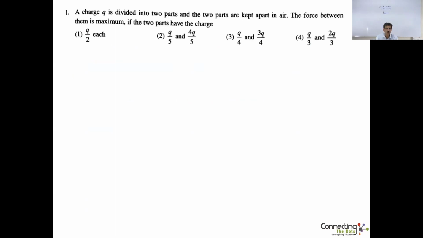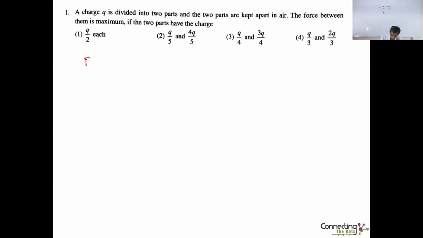A charge Q is divided into two parts and the two parts are kept apart in air. The force between them is maximum if the two parts have the charge. There are four options. Now you've taken one charge Q and you've split it up into two charges and you keep them apart in air. Now in which of these situations will the force between them be the maximum? So let's take a look at how we can solve it.